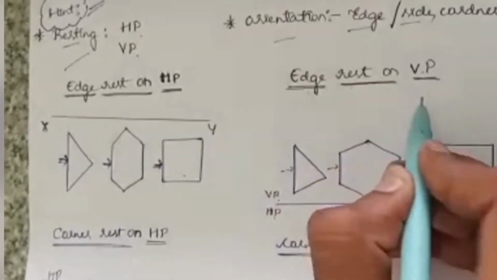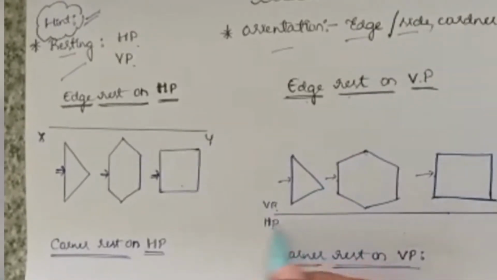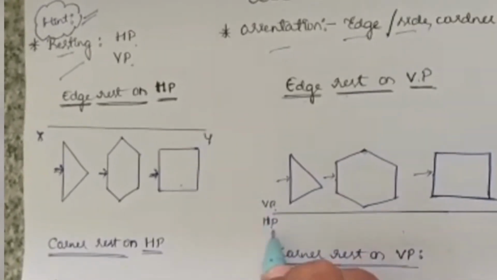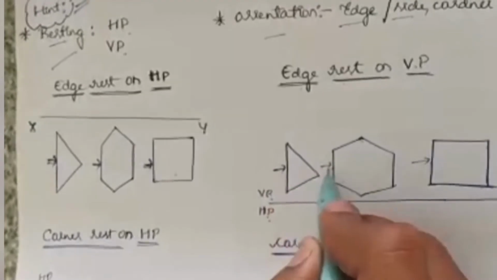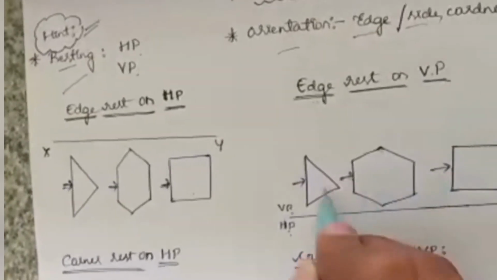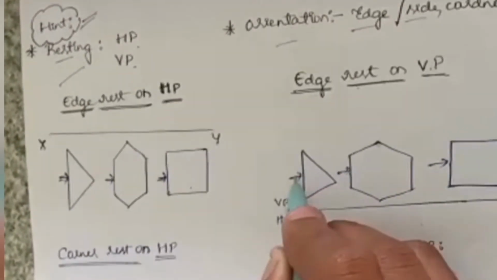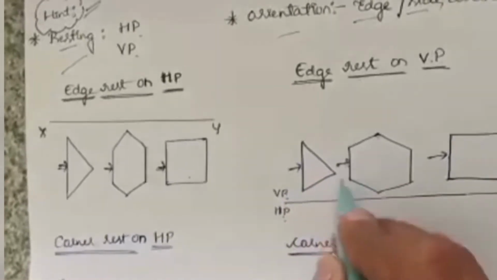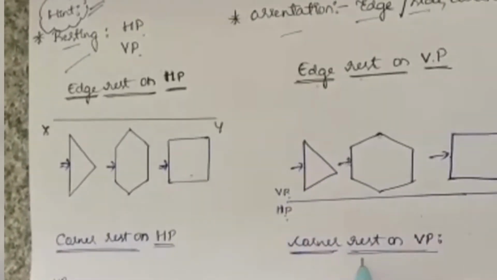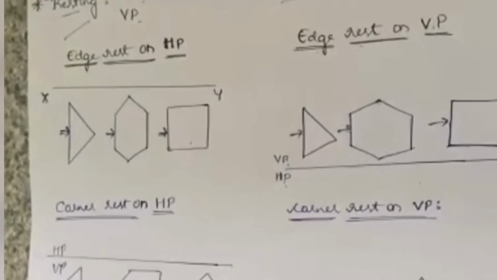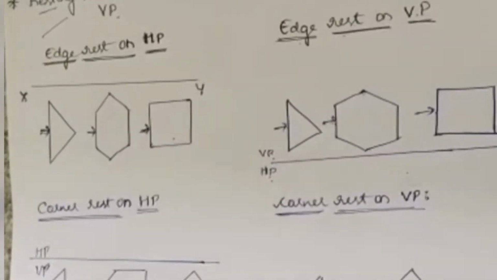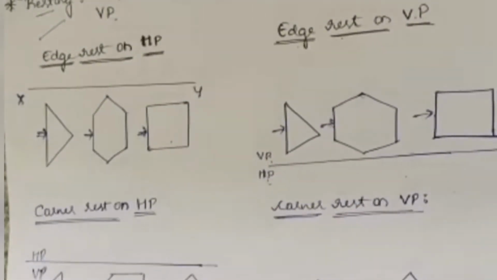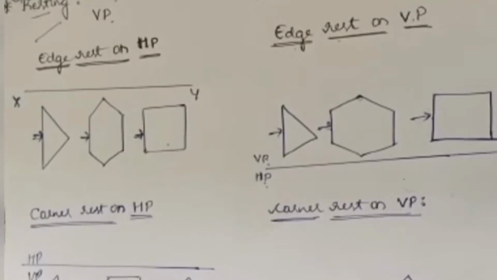Edge rest on VP means this is the reference line, which is the vertical plane and horizontal plane. This will be the corner, this will be the corner, this will be the corner. I always consider from the left portion of the plane. Corner rest on VP means this will be the vertical plane and this will be the horizontal plane. This will be the corner from left hand side and this will be the corner from the right hand side.